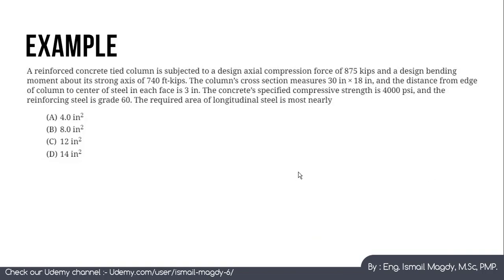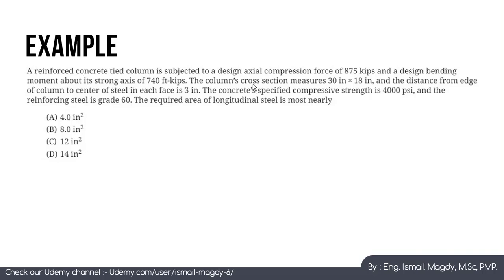So here we have this example. A reinforced concrete tied column is subject to design axial compression force of 875 kips and design bending moment about its strong axis of 740 feet-kips.